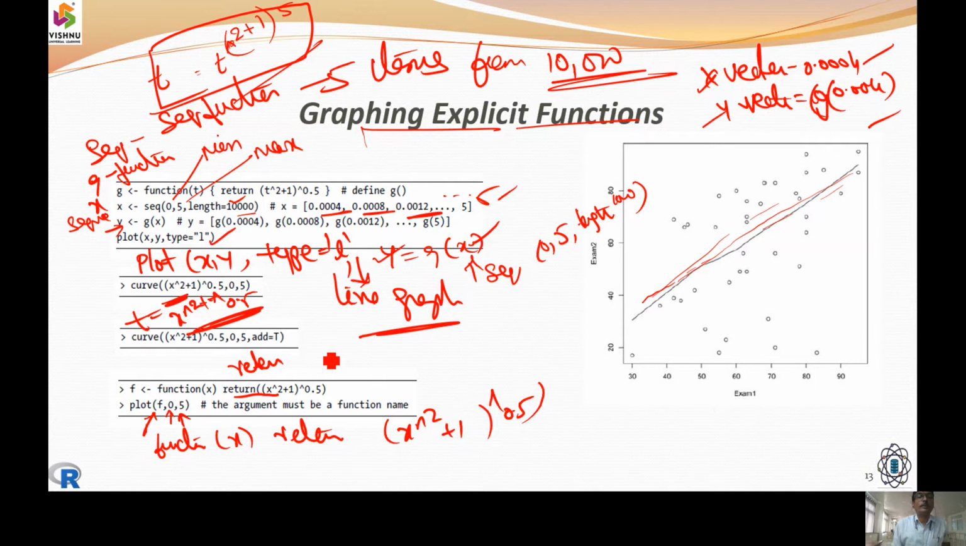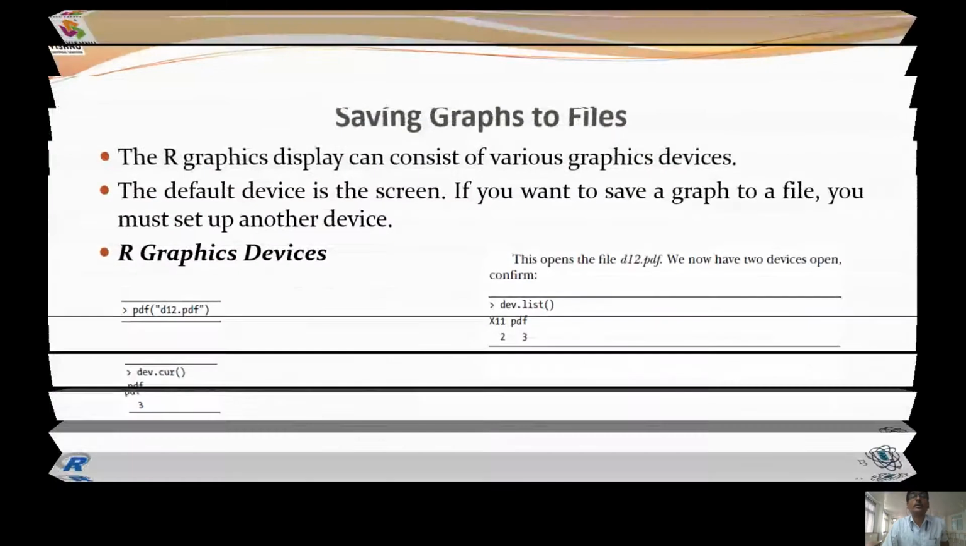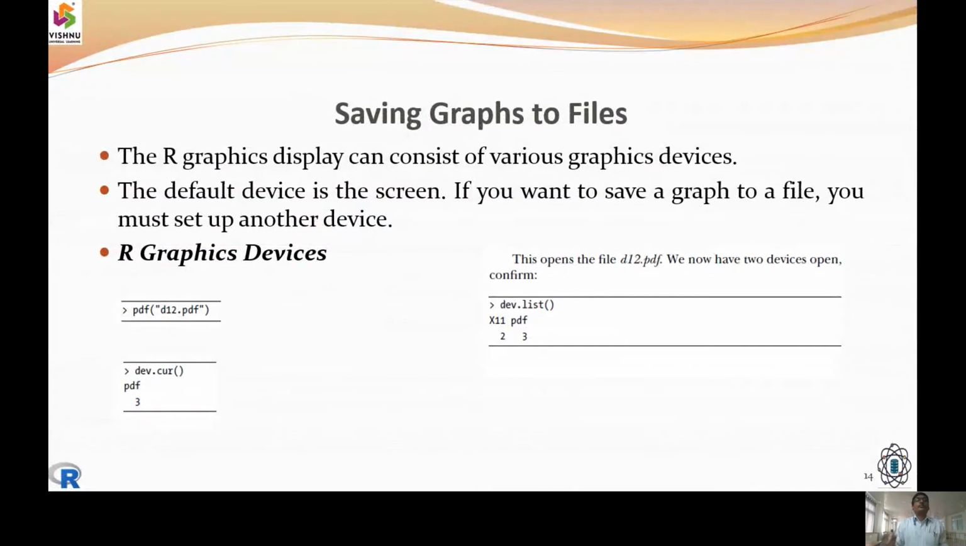So between 0 to 5, the length was 10,000. So these entries are going to be posted between 0 to 5. Fine. After that, the graph is done, the graph we have generated, and how can we save the graph?